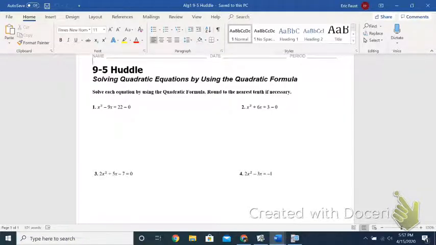Number 2 is x equals negative 5.4 and x equals negative 0.6. Number 3 is x equals negative 3.5 and x equals 1. And number 4 is x equals 1/2 or 0.5 and x equals 1. All right. Hopefully those are going well for you.